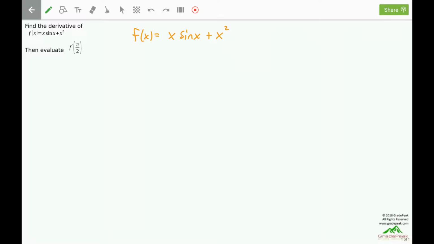For the first term, when we take the derivative, we'll use the product rule. So f prime of x will be the product rule, x times sine x. The derivative of the first, derivative of x, is a 1 times the second left alone, which is a sine x, plus the first left alone, x, times the derivative of the second, derivative of sine of x is cosine of x.